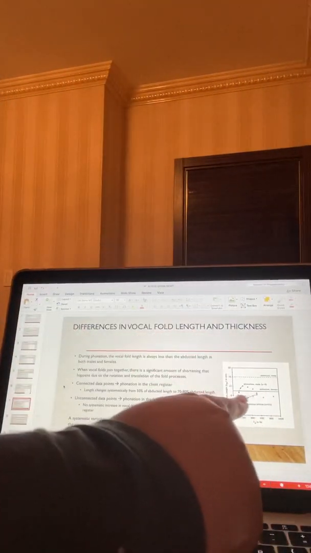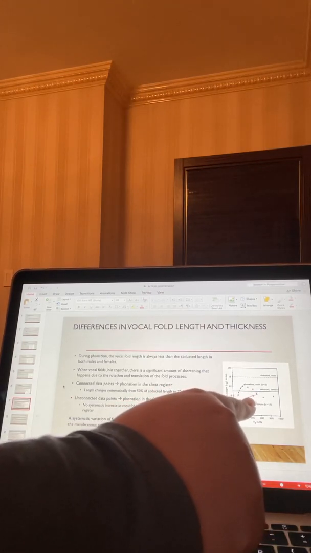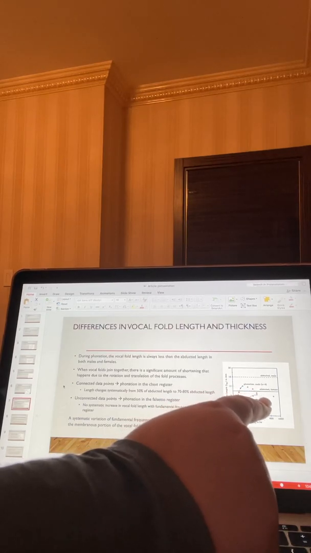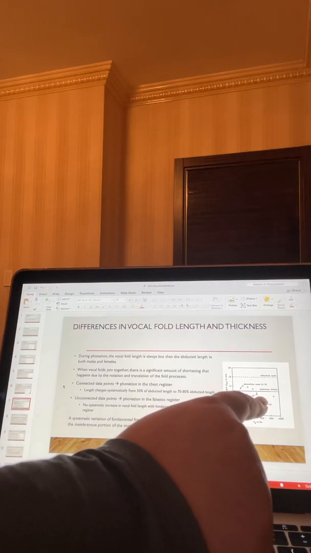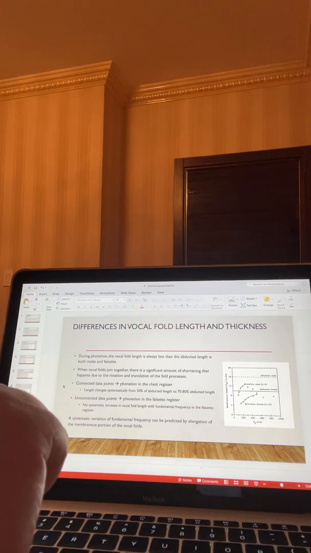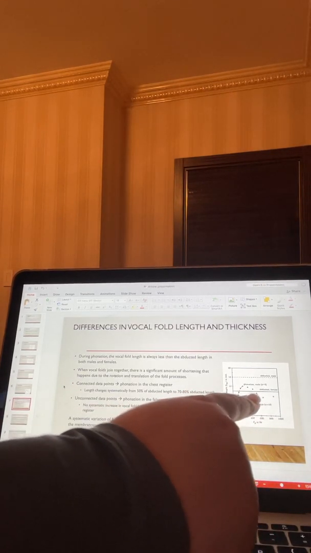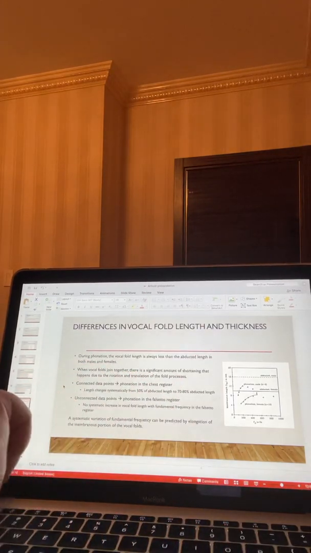That's phonation in the chest register. And then the unconnected data points, that's phonation in the falsetto register. So in the chest register, which is the connected data points, we have length changing systematically from 50% of the abducted length to 70 to 80% of the abducted length.